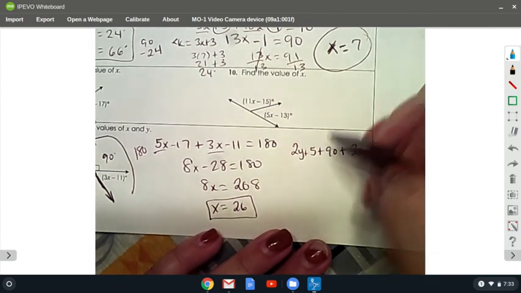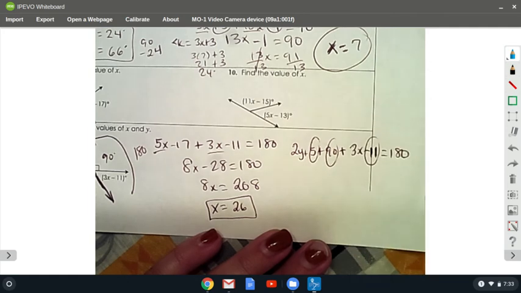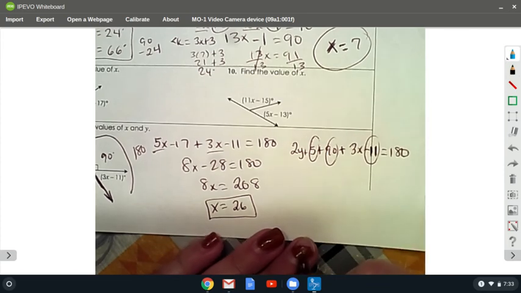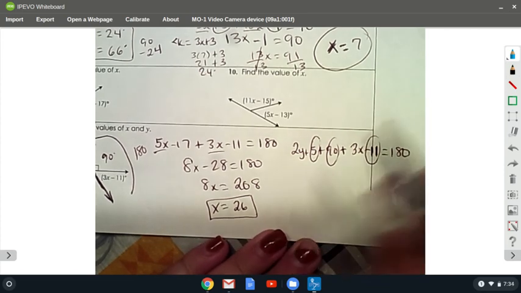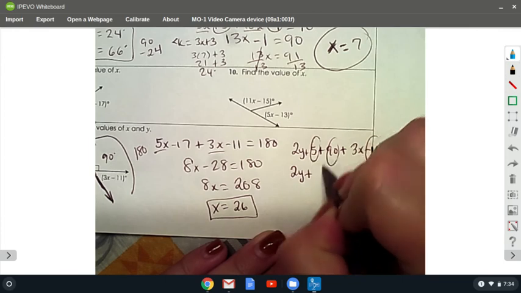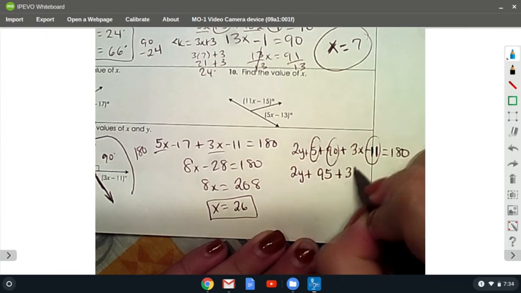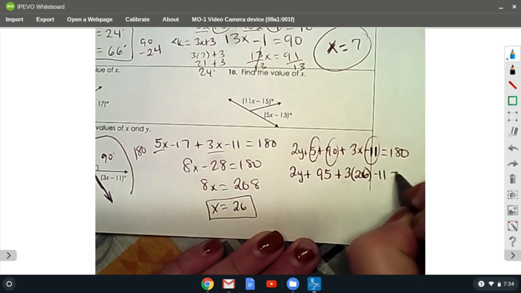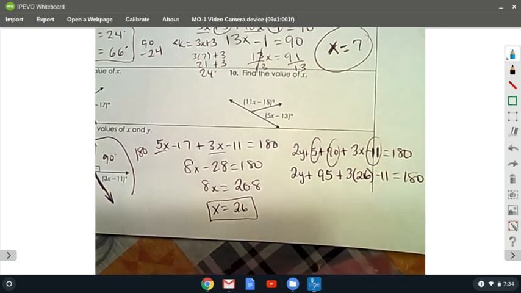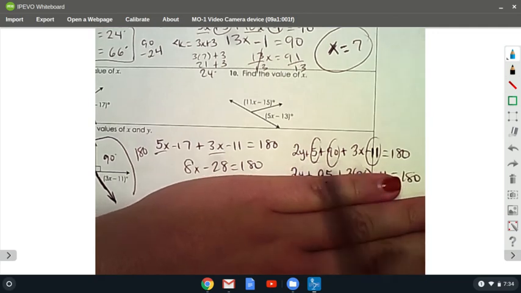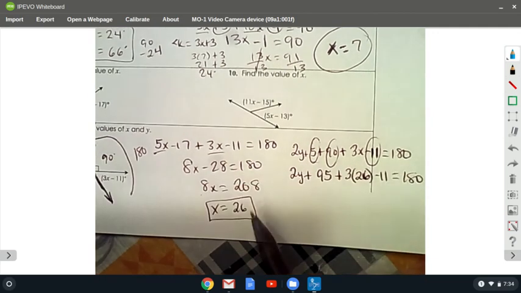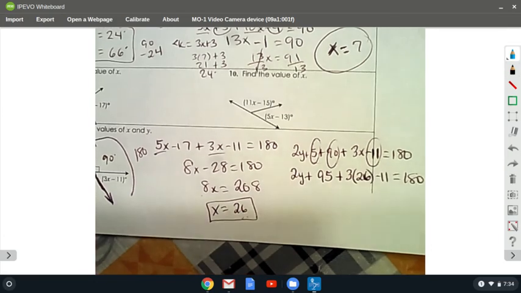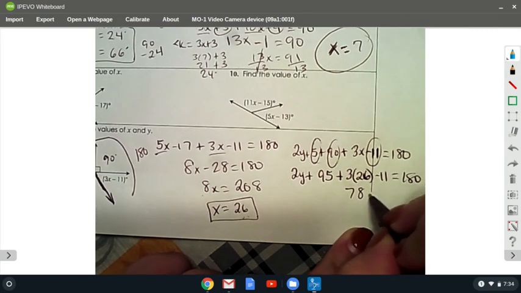When I combine my 5, my 90, and my negative 11, oh, I'm forgetting one thing here. I have my 3x, so I first have to plug in my x variable before I even do any of that. I can add those to be 95. And now I'm going to do 3 times 26. Okay, because right there I have two different variables. I can't solve that with two variables, so I have to go ahead and take my x and plug that in. So now I'm going to do my 3 times 26. That gives me 78.